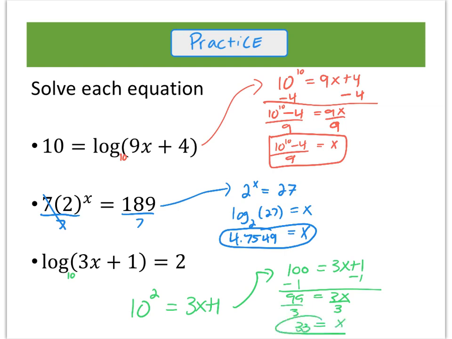X equals 33. All right, this covers all of the styles of exponent problems and logarithms that you need to solve them. I highly encourage you practice some more. Thanks for watching.